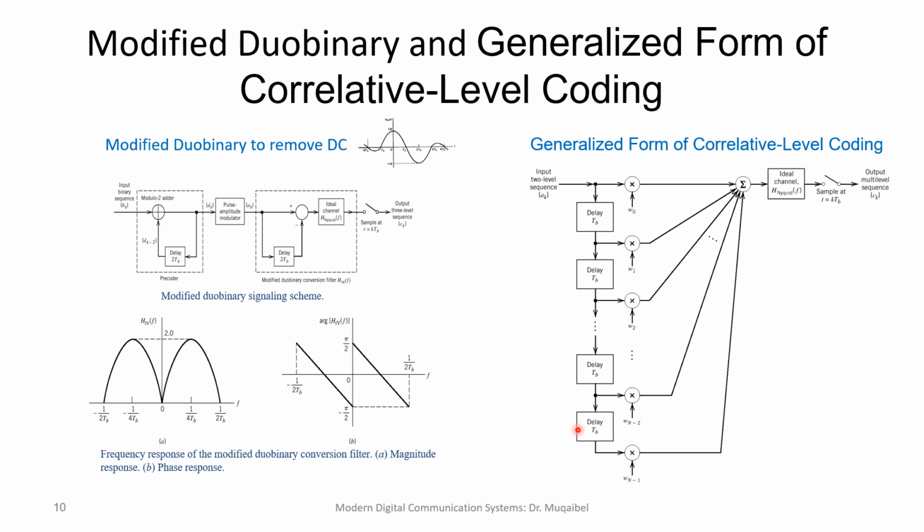Also, we can generalize the form of correlative decoding. We can introduce ISI not only on the next bit, but on any bits before and after. We can expand the pulse in time more, so we have less bandwidth requirement, but the problem would be the cost of transmission, because the complexity of the decoding will be more.